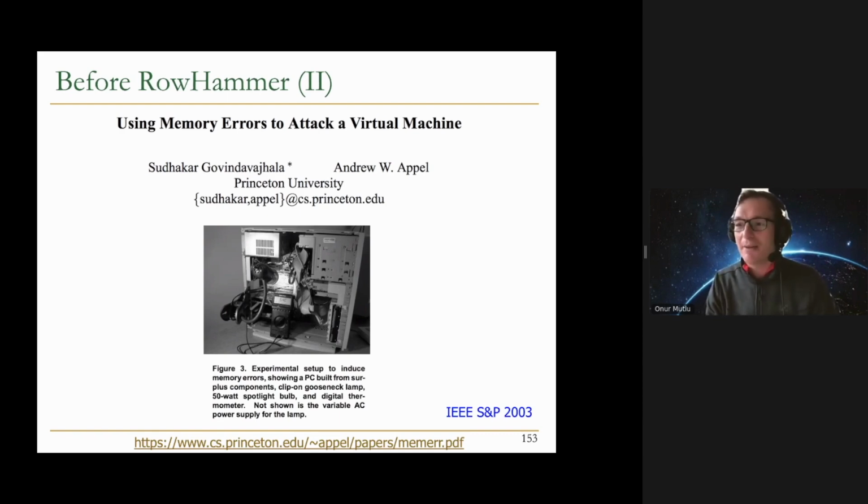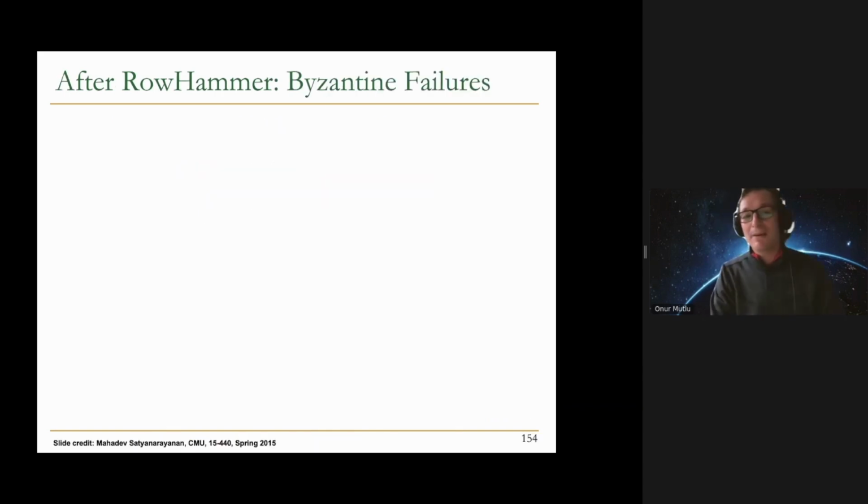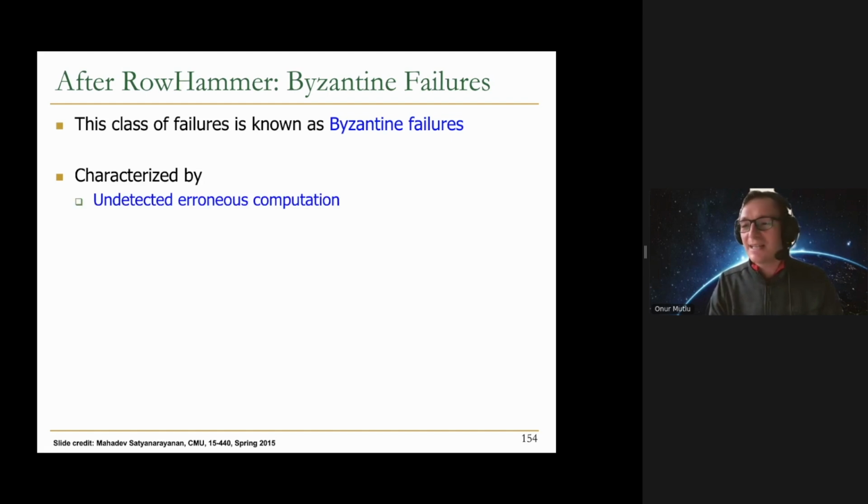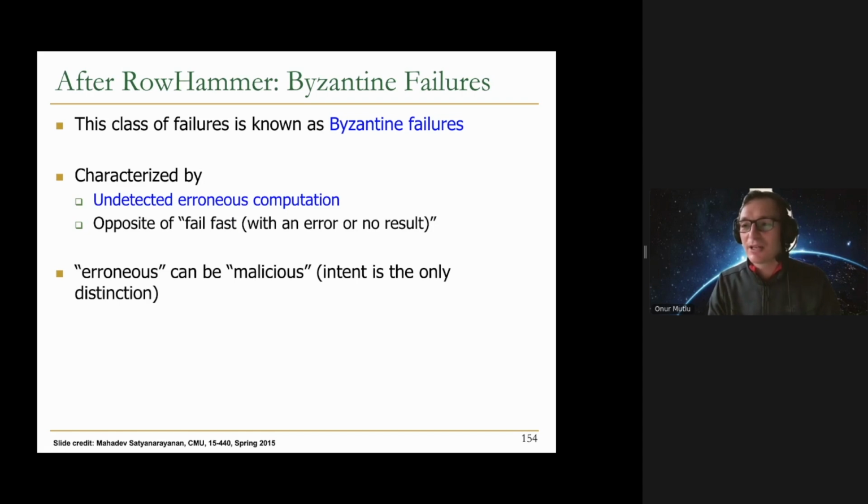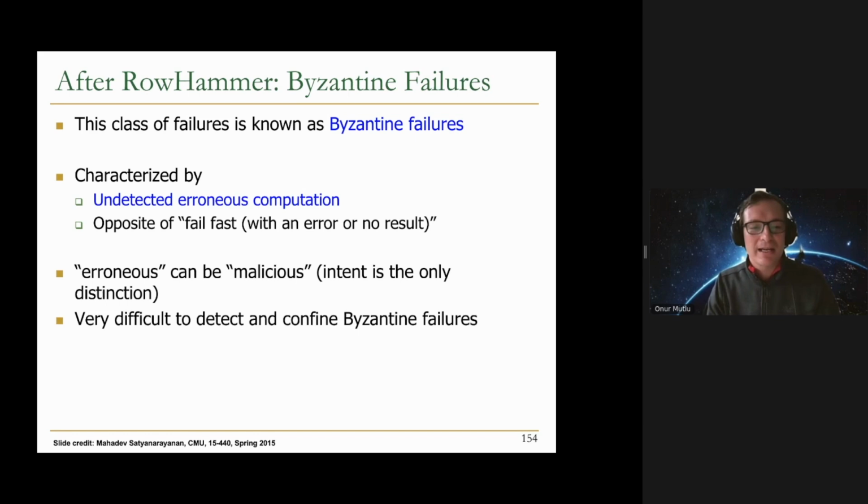And as a result, Rowhammer had a lot of impact on the thinking of the security community. And Rowhammer is an example of Byzantine failures. Very quickly, I covered this in my class also. I borrowed this slide from Satya, who has done a lot of research on distributed systems at CMU. But basically, it's undetected erroneous computation. It's the opposite of fail fast, clearly. And erroneous can be malicious as well. So whenever you have a bit flip, never think that it's just a bit flip, a reliability problem. It's really a security problem. And you may not know how to exploit it, but somebody else may.